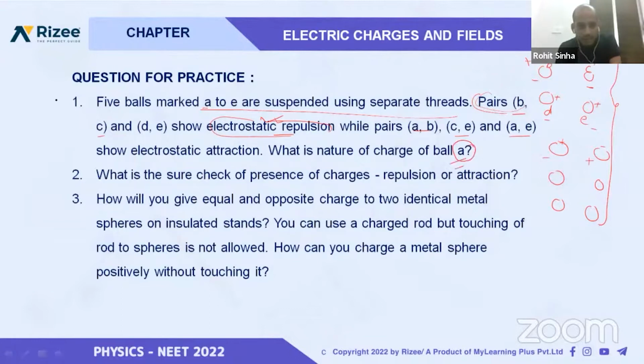And I think this is homework for all my dear students, and I will ask the answer from you all in the next class. I think tomorrow only. So I think you have to take a screenshot of this question. I will ask what answer you have got, what charges you have got on A. Please try this from your side at home.